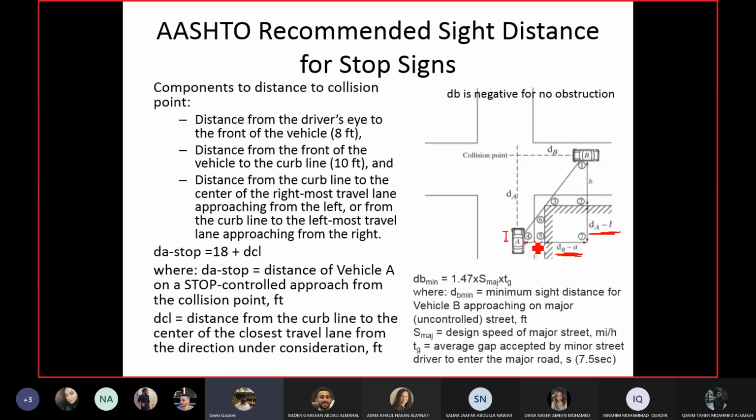So this is the guy. If you are coming from here for vehicle B, then this is the guy, so the distance will be taken from here. And if you are coming from here, then the distance will be taken from here. So these are the 3 distances: one from the driver to the front of the vehicle, then from the vehicle to the curb line, then from the curb line to the lane for the driver coming from the other side.